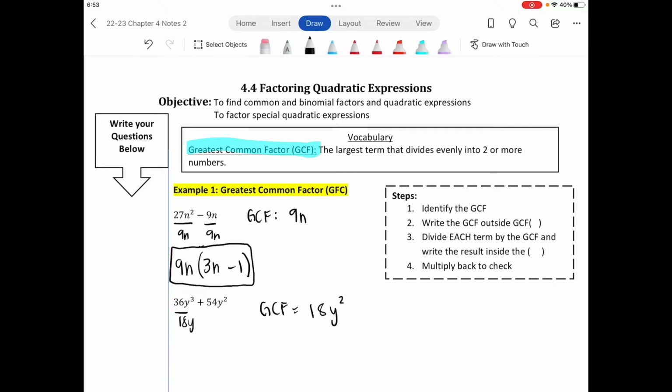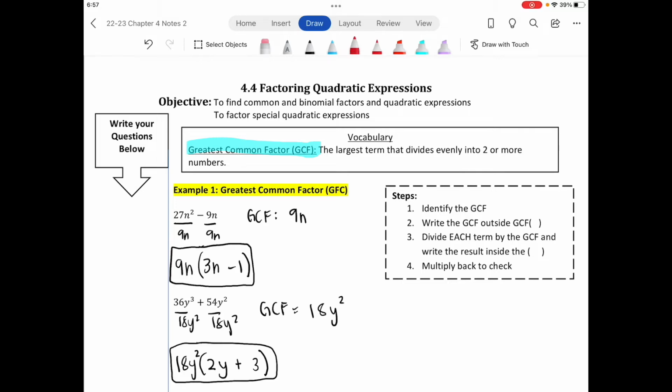We'll divide both of these by 18y squared. 18 fits into 36 twice. Y cubed divided by y squared is 1y, since we're subtracting the exponents. Plus 54 divided by 18 is 3, and the y's are going to cancel out. So this is the inside of our parentheses. Then, to get back to where we started, we'd have to multiply by that greatest common factor, so we'll put the greatest common factor on the outside. And here is our factored form.